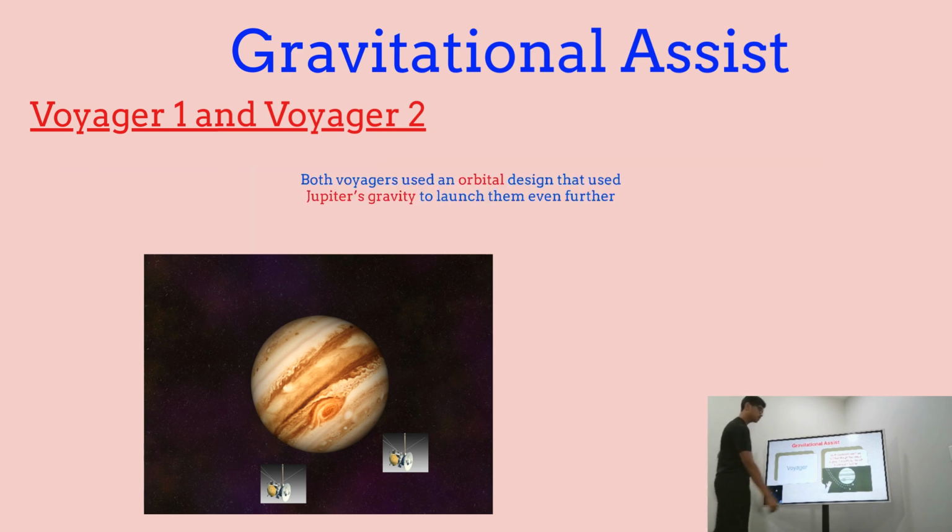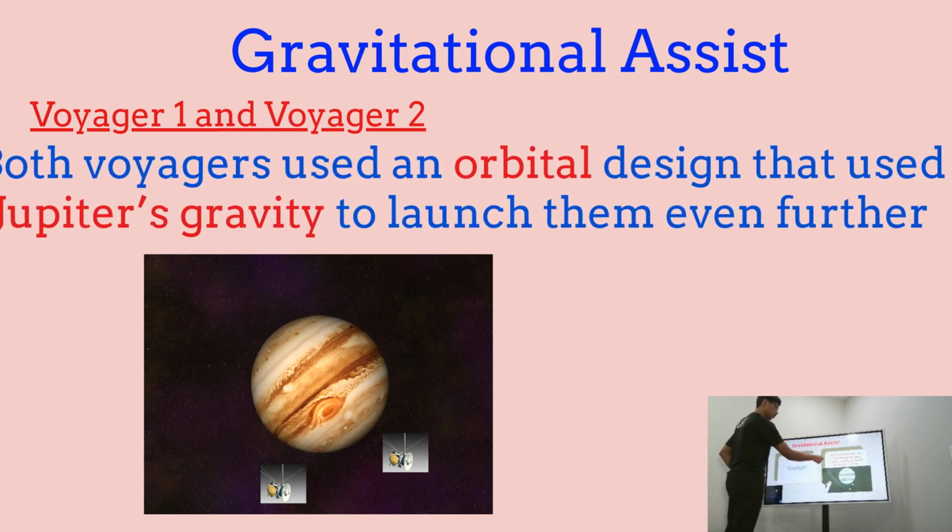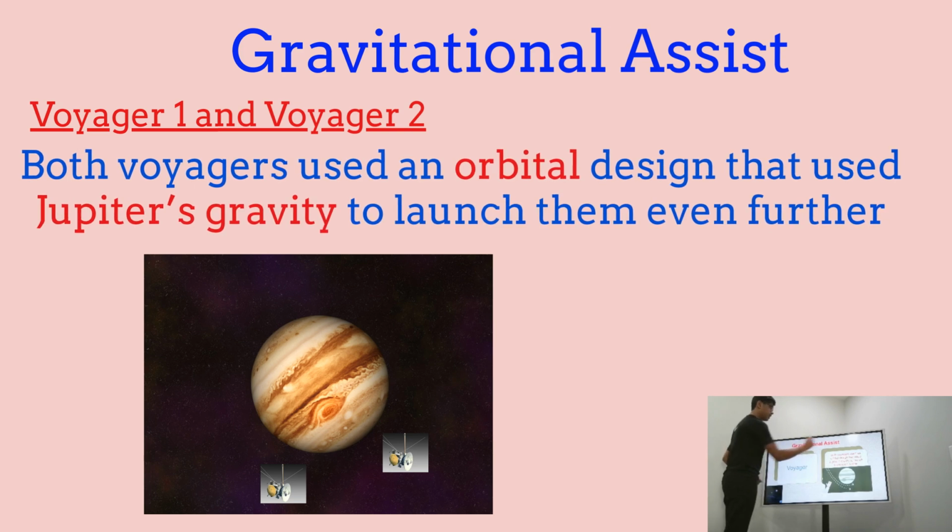Both of the Voyagers used an orbital design that used Jupiter's gravity to launch them even further. Just as we said in the previous slide, the Voyagers used Jupiter's gravity, which helped push them even further out into space for their studies. Now let's go more in depth about the Voyagers. We're going to go first into Voyager 1.